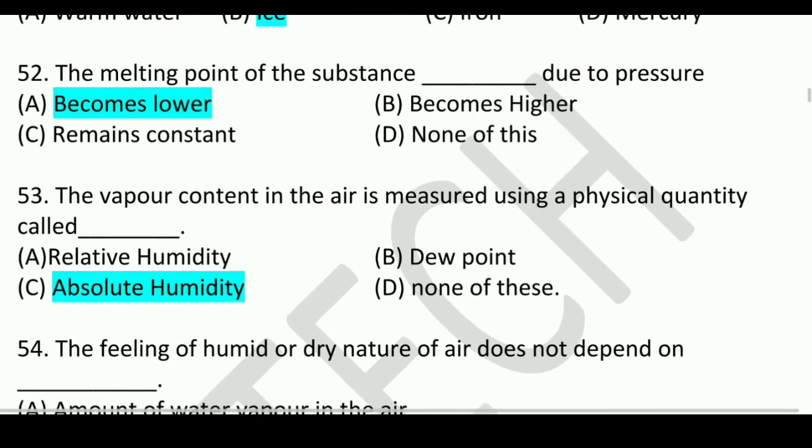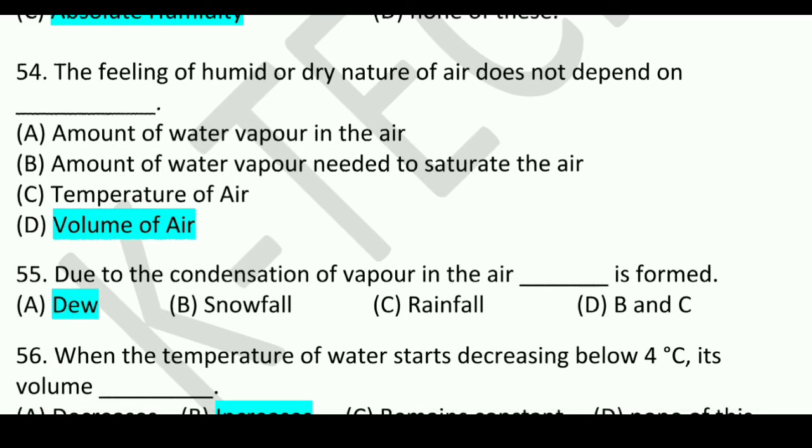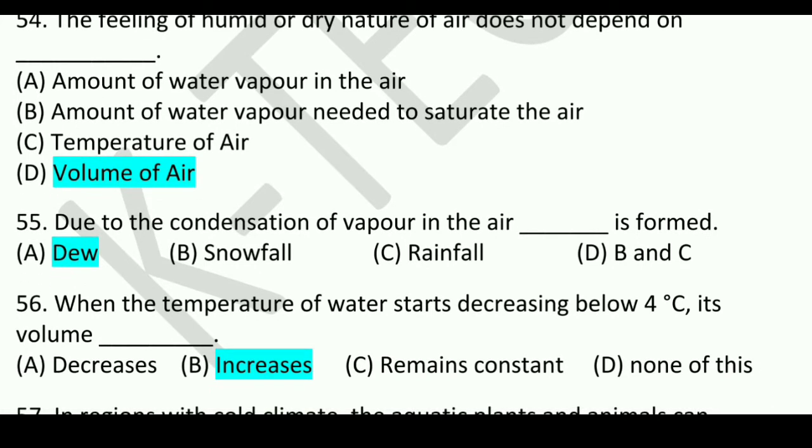The melting point of a substance dash due to pressure. So what happens, children? Yes, it becomes lower. The melting point of a substance becomes lower due to pressure. The vapor content in the air is measured using a physical quantity called absolute humidity. The feeling of humid or dry nature of air does not depend on volume of air.